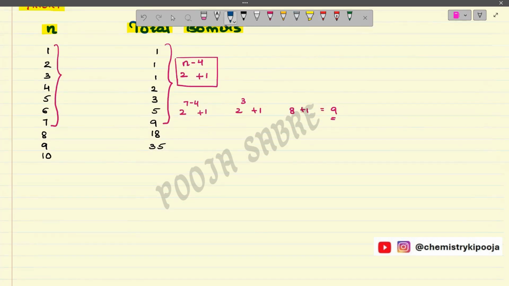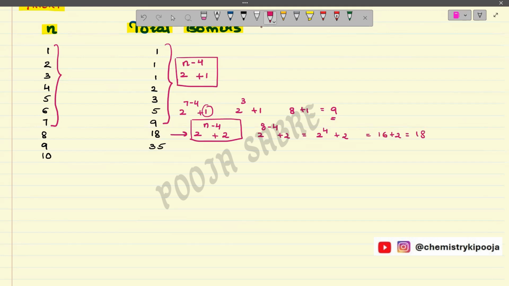Now, for octane, I'm going to use a different formula. The formula is 2 raised to n minus 4. This will remain the same. Instead of 1, we are now going to keep on adding. This will be 2 raised to n minus 4 plus 2. So quickly we are going to substitute. Now the n value, in this case, is 8. 8 minus 4 plus 2. This will give me 2 raised to 4 plus 2. 2 raised to 4 is 16, plus 2, and then we get the value as 18.